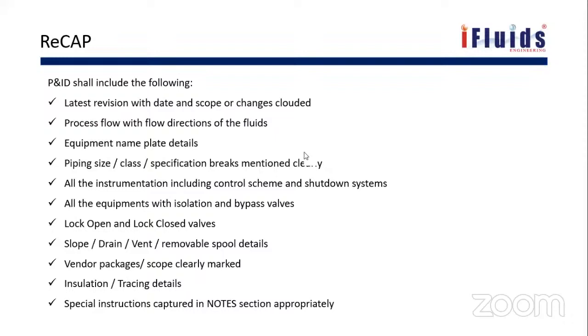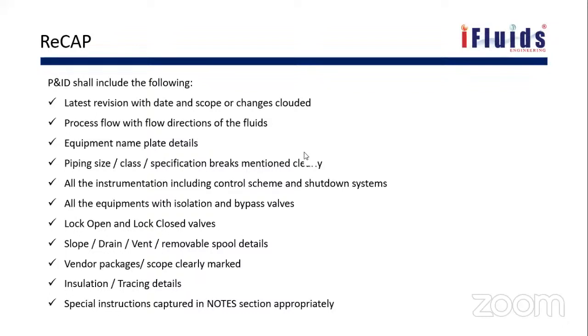This is just a recap of what we understood in the last session. A P&ID shall include the following main things. The latest revision with date and scope, and if you have made any changes, that is to be clouded, for easy identification of the changes.